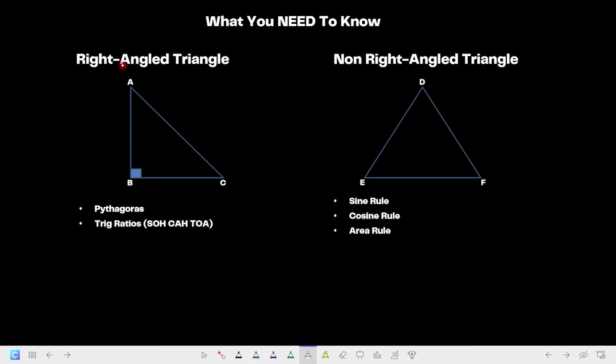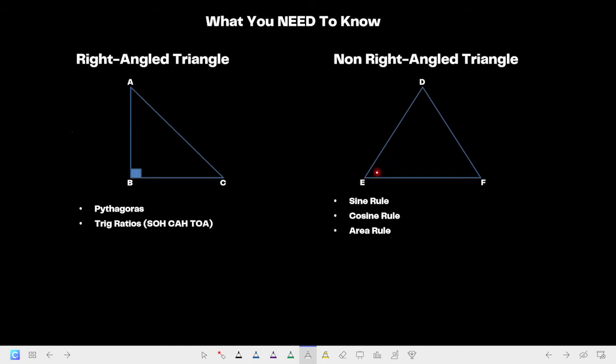On the right angle triangles, you need to understand that the only things that you're going to be using to either calculate a side or angle is going to be Pythagoras or trig ratios. And on the other side, which is the non-right angle triangle, the only thing that you're going to use is a sine rule, cosine rule, or area rule.